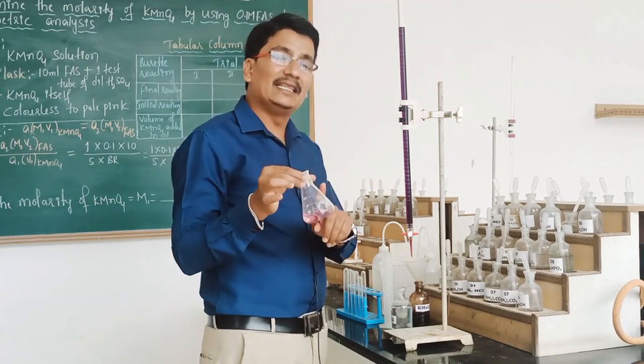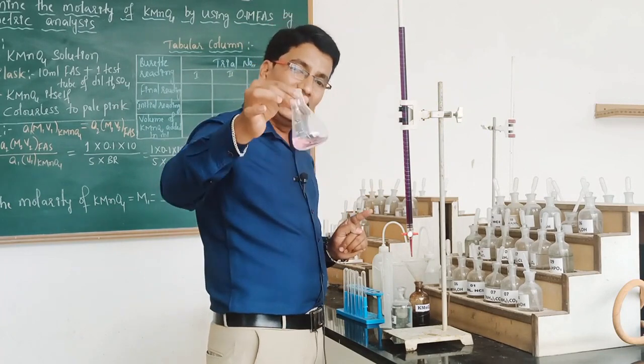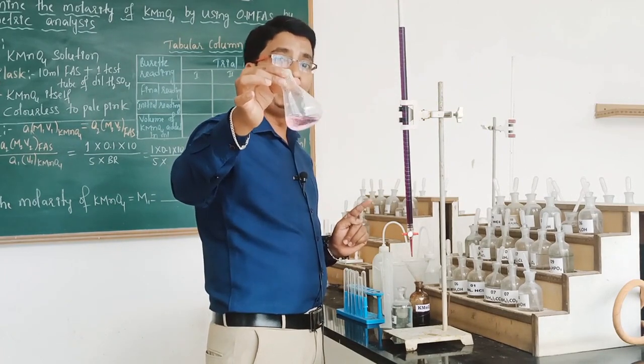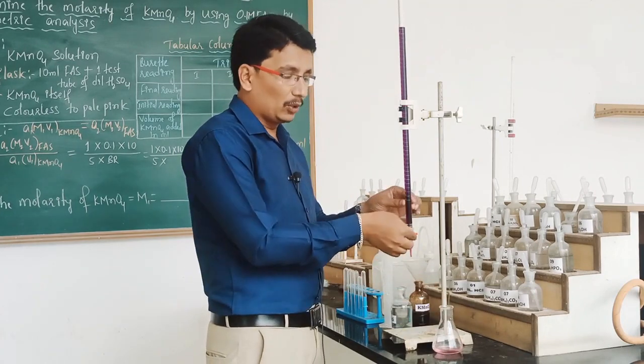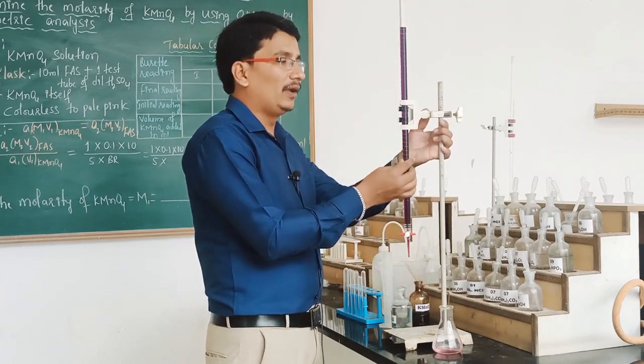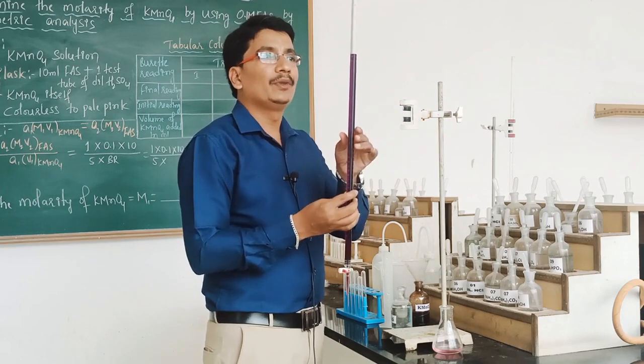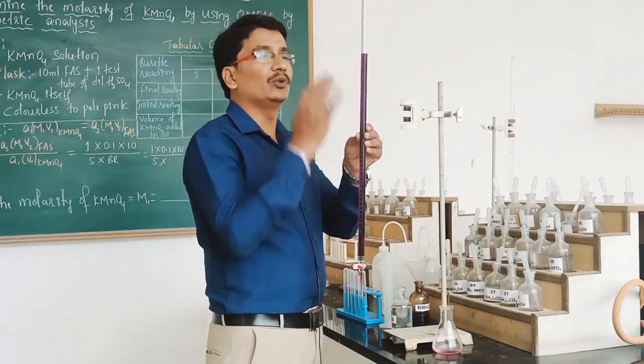In the beginning this solution is colorless. At the end point the solution becomes pale pink. At this point we have to stop the titration. Have to close the knob of burette. We have to take the burette into the hand and hold it straight to our eyes.